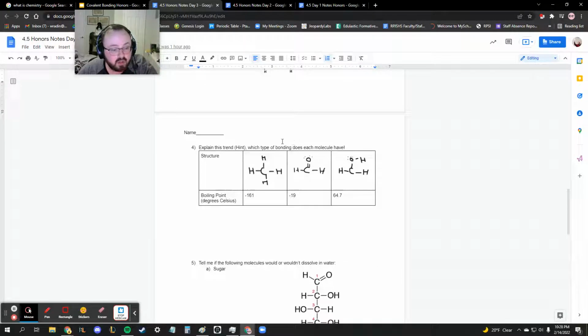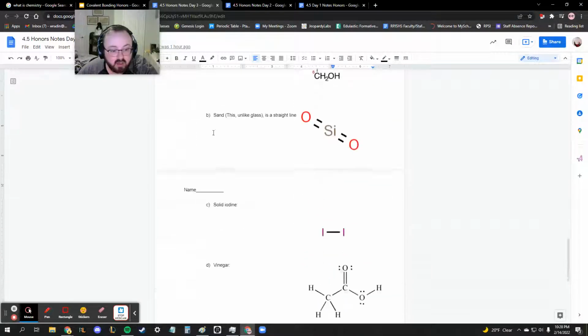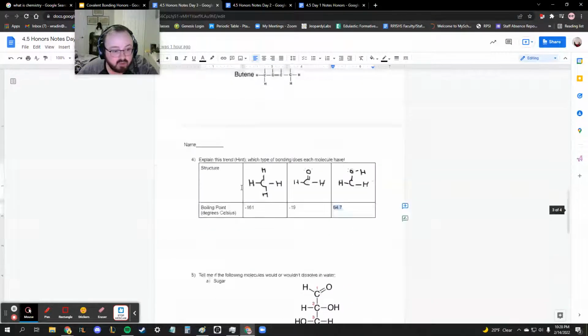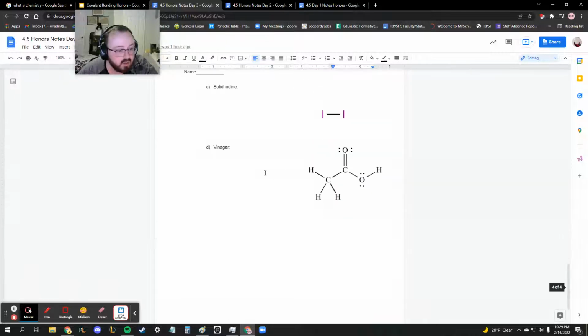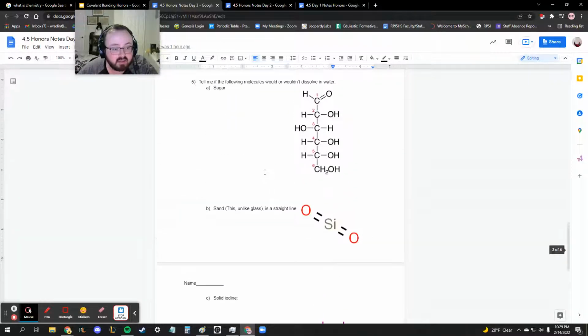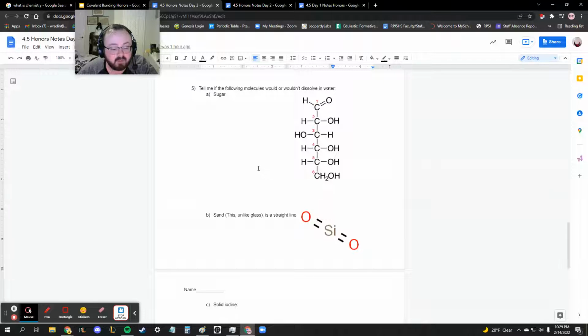Question 4, I'm going to explain this trend. Why this bonding happens. Why is methane a gas at room temperature, whereas methanol is not? Alright, and the last question I'm going to have you all do is just whether or not this would or would not dissolve in water. So you got to determine, is it polar or is it not polar?